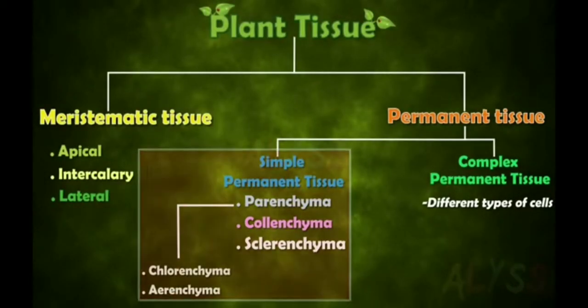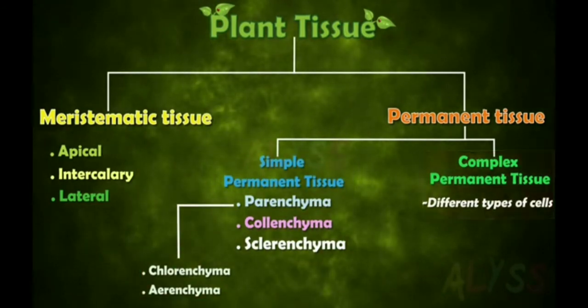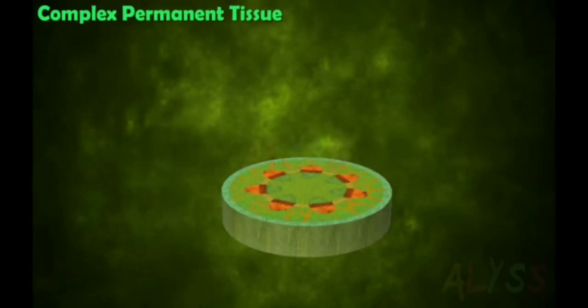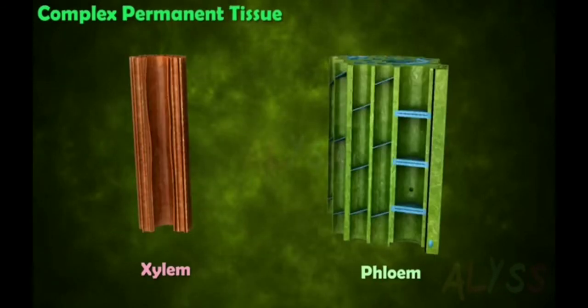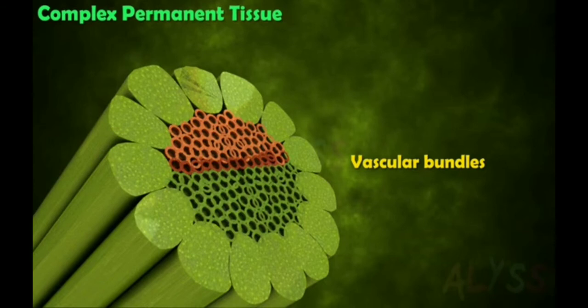Till now, we discussed simple permanent tissues. Let's know more about complex permanent tissues, which are made of more than one type of cells. Xylem and phloem are complex tissues. Together, they are called vascular bundles.